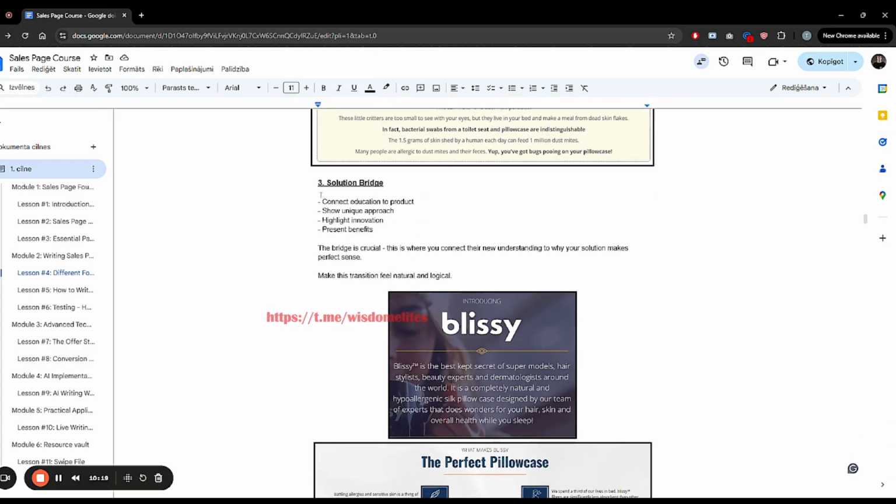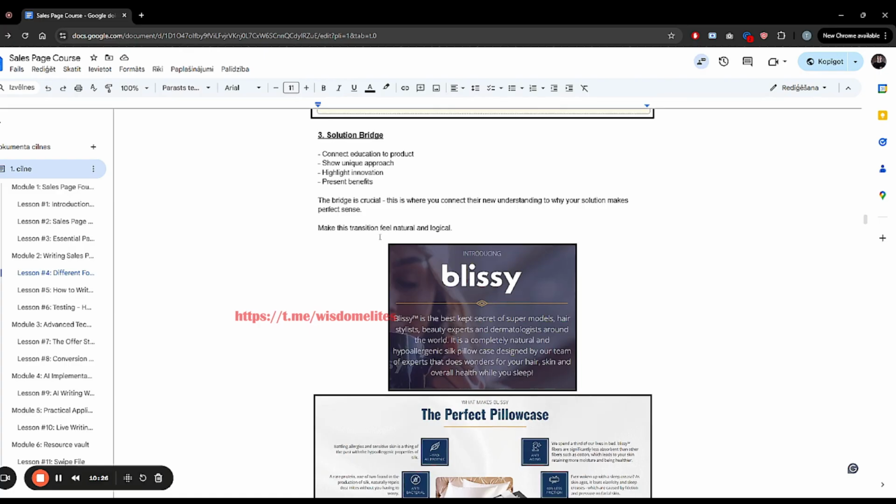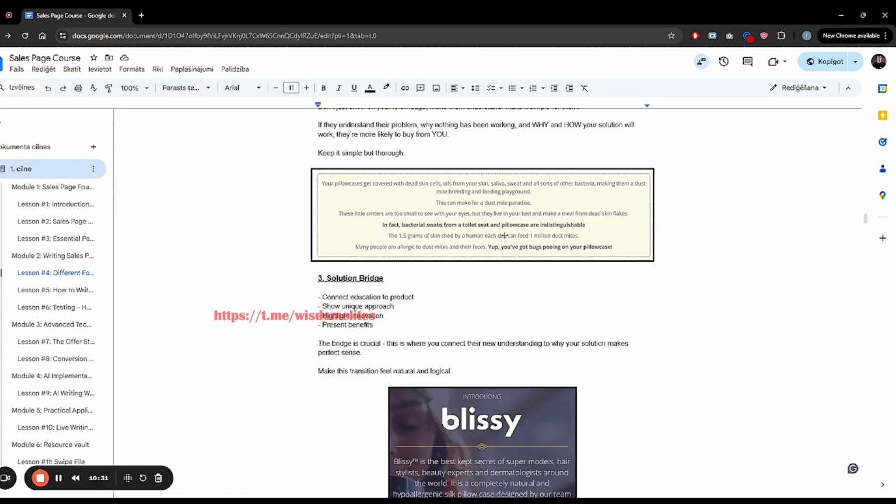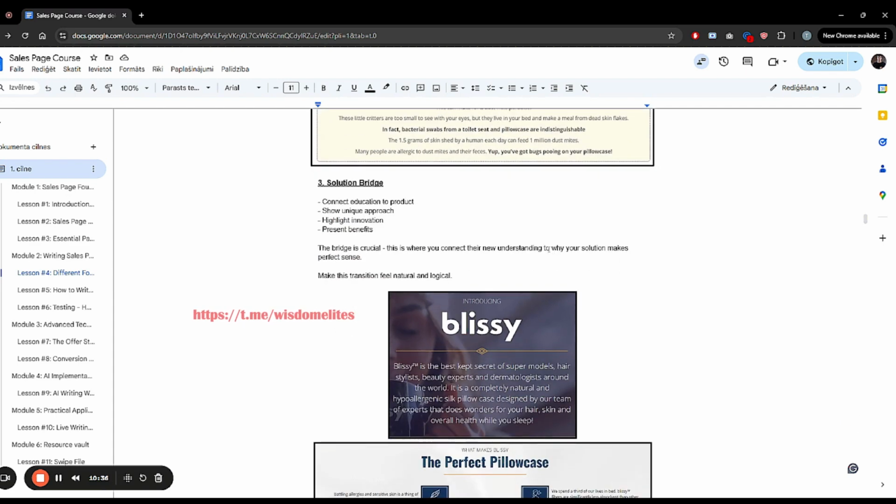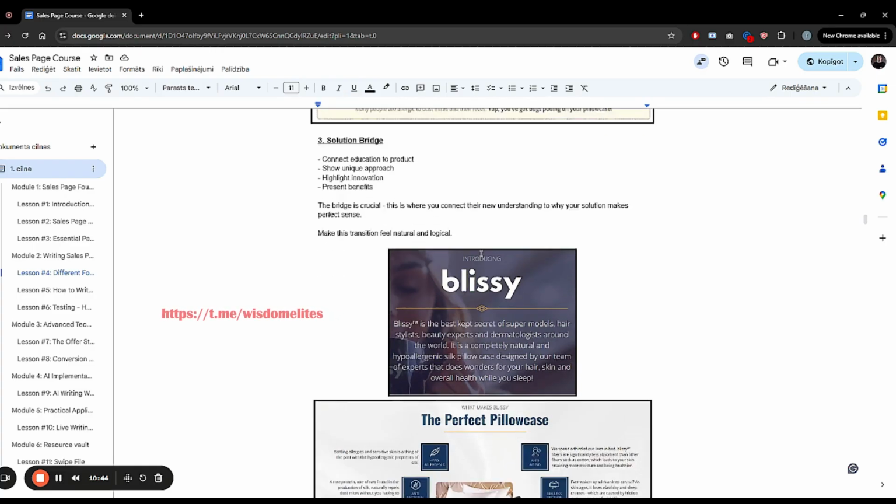And then you present the solution. So connect the education to a product, show a unique approach, highlight the innovation, and present the benefits. So this bridge is crucial. This is where you connect the new understanding. So now they have learned about the pillowcase and how actually nasty it is. And you move on to a solution that makes complete sense. And this transition should feel natural and logical.